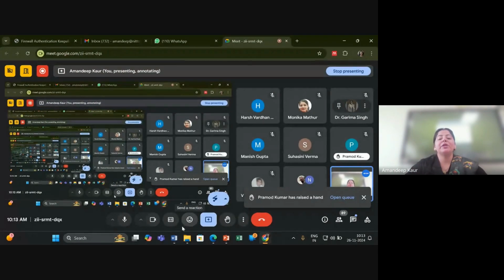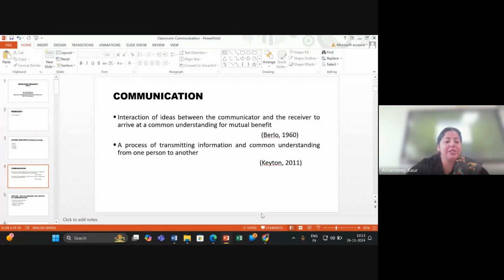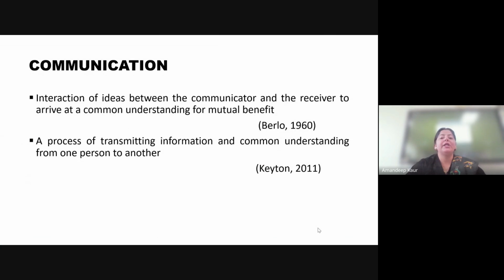So when it comes to the innovative pedagogical approach, the first factor that we need to understand is that as a teacher I need to communicate well with my students before deciding any teaching method or any teaching media that I'm going to use in my classroom environment.